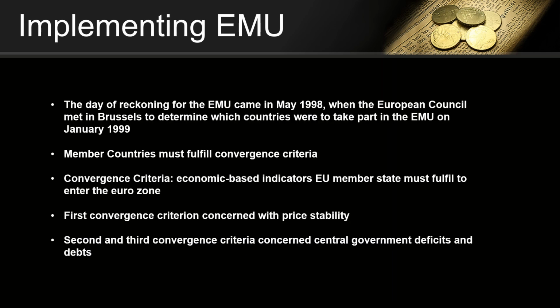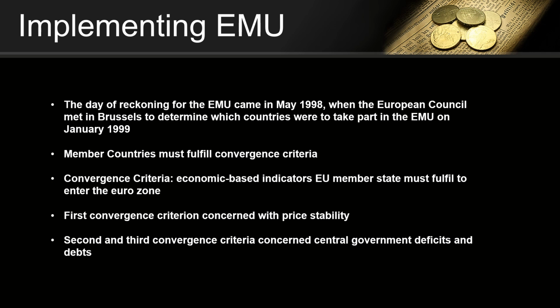Now I'm going to talk about the implementation of the EMU. The day of reckoning for the EMU came in May 1998, when the European Council met in Brussels to determine which countries were to take part in the EMU in January 1999. In order to become a member of the EMU, there are some criteria that a candidate should fulfill. These are called convergence criteria. They are economic-based indicators EU member states must fulfill to enter the Eurozone. Unless a country fulfills all these convergence criteria, it won't be accepted as a member.